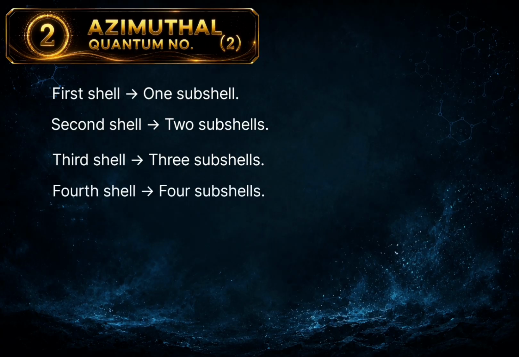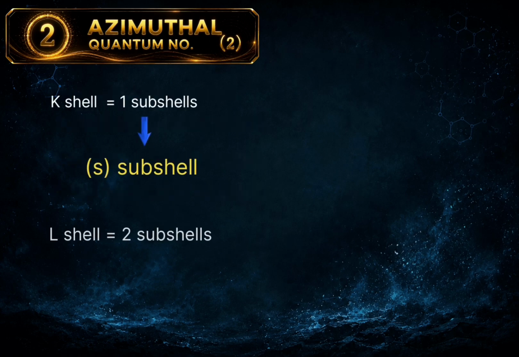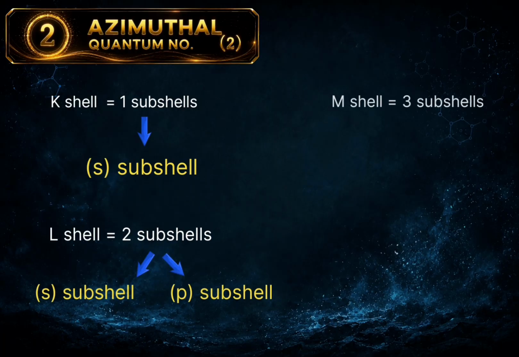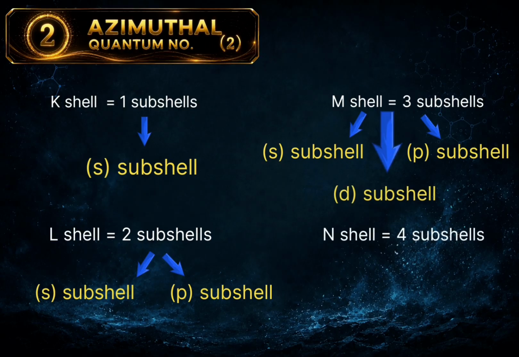Now obviously these subshells need names too. The K shell has only 1 subshell, and it's called the S subshell. The L shell has 2 subshells. One is called the S subshell, and the other is called the P subshell. The third shell has 3 subshells. They're called the S subshell, the P subshell, and the D subshell. And the fourth shell has 4 subshells. By now you can probably guess the first 3. The S subshell, the P subshell, and the D subshell, and the last one is the F subshell.